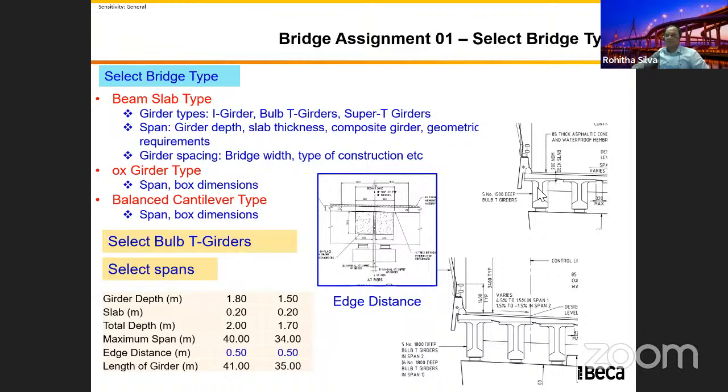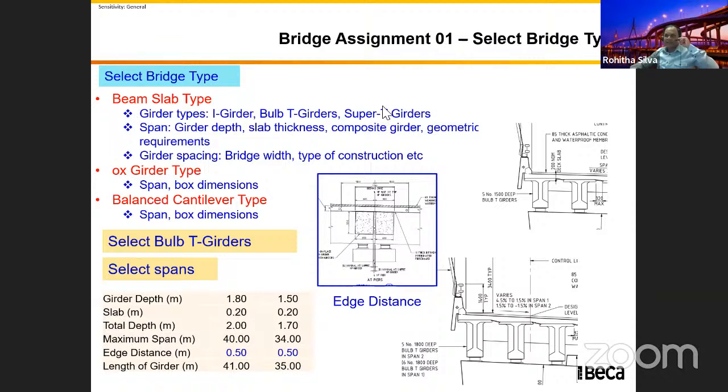Because of that, I'm going to go with the bulb T-type girders, because it provides you the formwork, the working platform already. When you erect the girder, you can walk on the top. Even Super T, you can do the same.